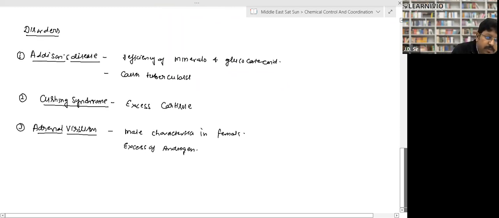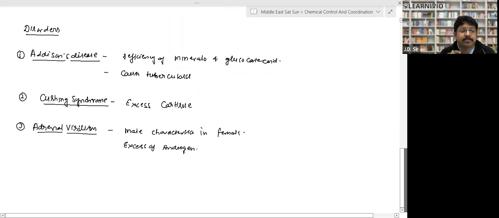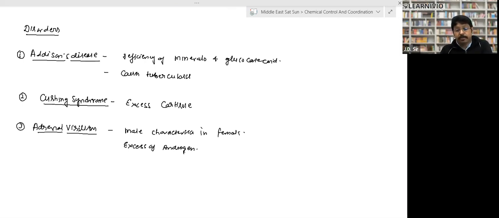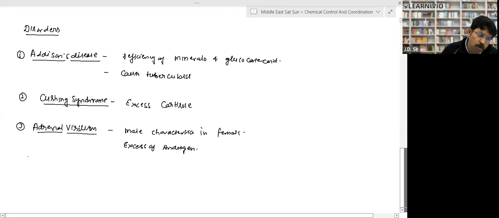Adrenal virilism, Addison's disease, Cushing syndrome. All questions have been asked in the medical examination, so don't take it lightly. That's why I am teaching you adrenal gland in detail, and it has been mentioned in detail in your NCERT as well. There are four diseases, and all of them have been asked in medical exams.